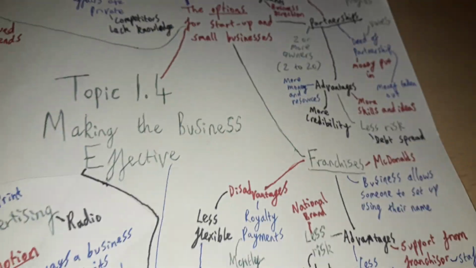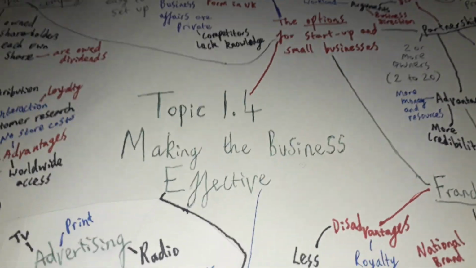So yeah, we're done. That was topic 1.4, making the business effective. I might do topic 1.5 sometime soon.